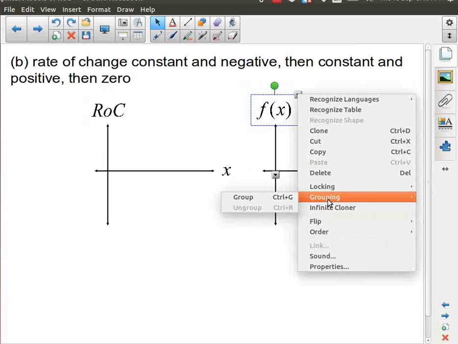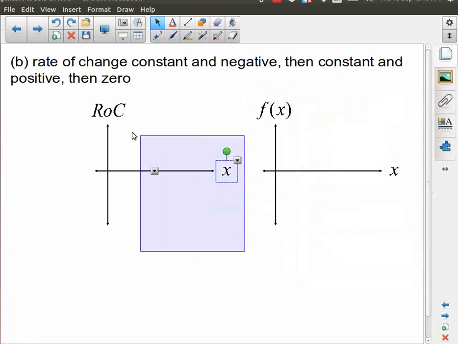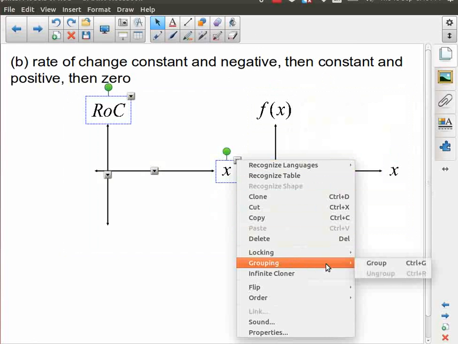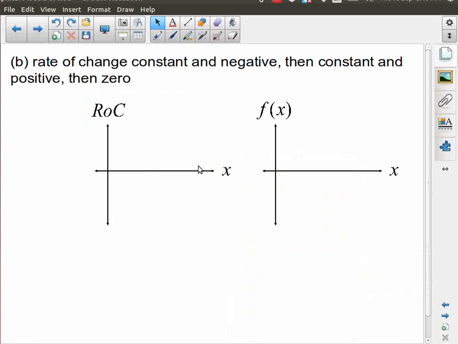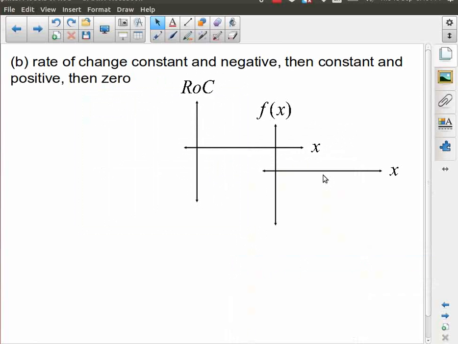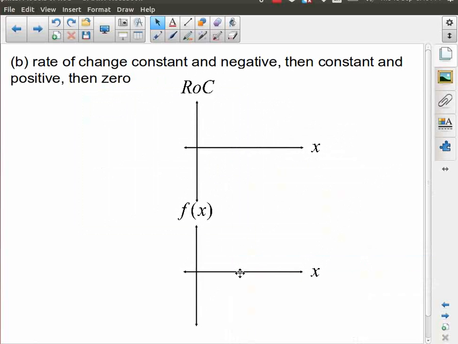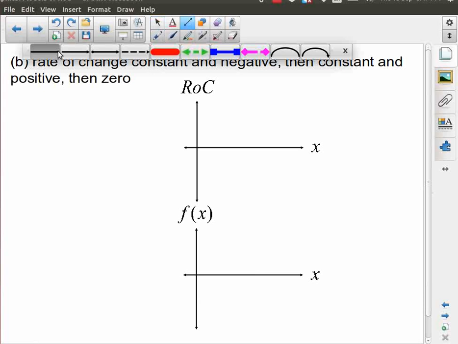So I'll group that first one together, and I'll group the second one together. Now I'll try to line these up on top of each other. It doesn't actually matter which one you put on top. So they're lined up pretty well. I'm just trying to line up the y-axis on both. And now it says the rate of change is constant and negative. So the rate of change is constant and negative. So there we go.